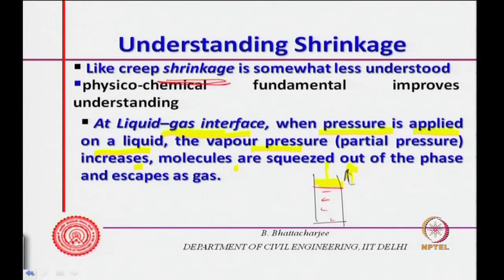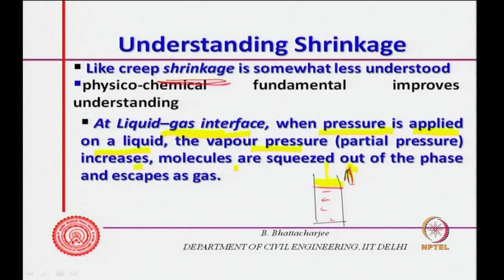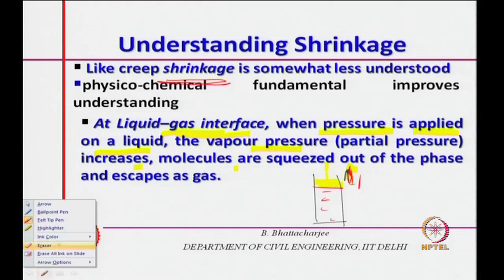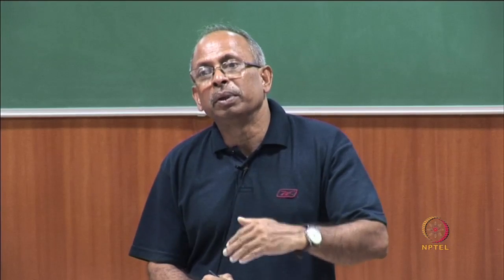So, if you apply pressure to the liquid, the liquid phase will get squeezed out and escape as gas. Now, if equilibrium is established, then the chemical potential of the liquid and vapor must be equal. At equilibrium, no movement is taking place. For movement you need the potential of one to be higher than the other. So, you applied pressure to the liquid, which increases the potential, therefore the molecules will move out as vapor.